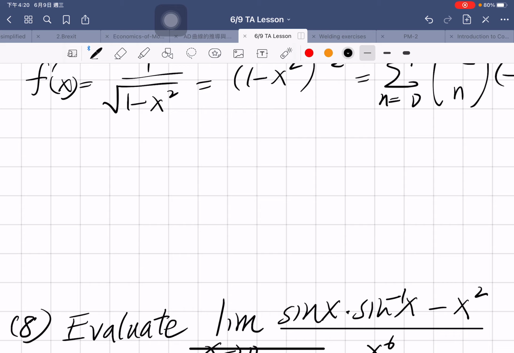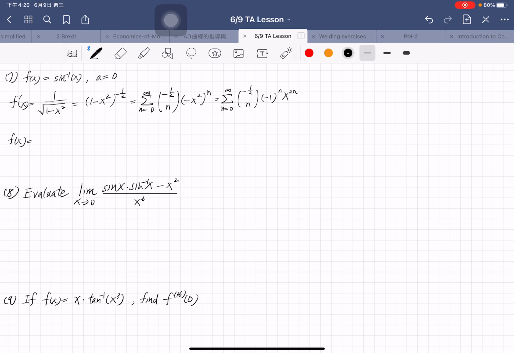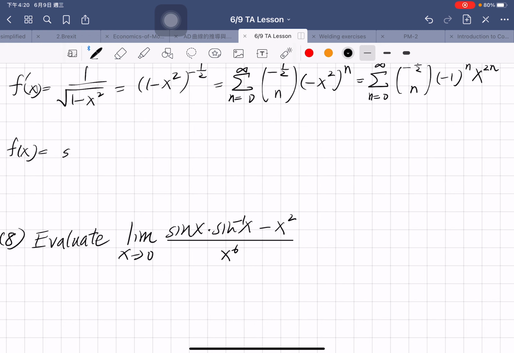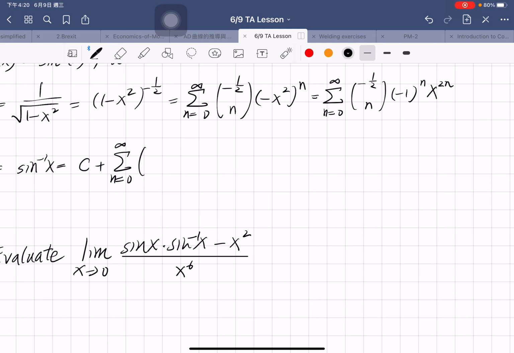Okay, so integrate is not that difficult. You just imagine you integrate every single term. So our f of x will be arc sine, and there will be your integration constant, plus, also from 0 to infinity, our coefficient will not be changed, and your minus 1 with n power will not change, but your x with 2n plus 1 power, and divided by 2n plus 1.